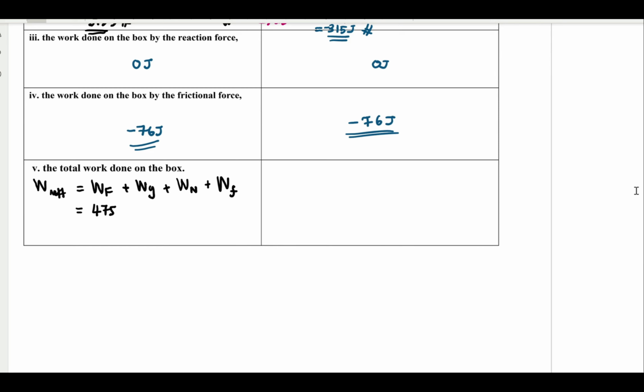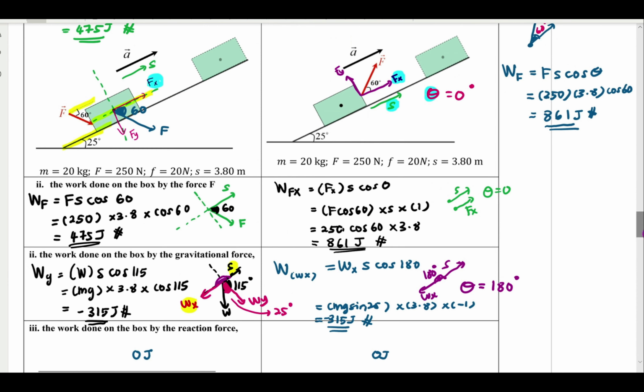Okay, cuba you kira. Sekejap. Yang ni betul ke saya kira ni? Sekejap F cos, sekejap 250 times cos 60 times 3.8. 475. Surprisingly, sini dia sama. Sorry, this one should be 475. Kenapa dia sama? Okay, sebab angle dia sama ni.